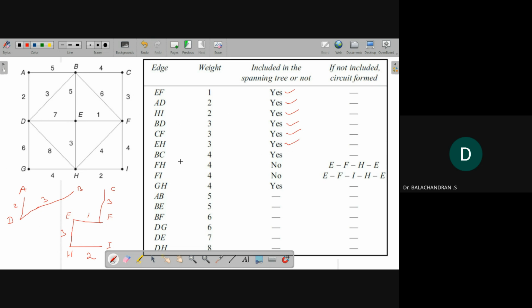Next, 4. BC. Yes, I can choose BC also. BC is what? Weight 4. How many ticks? 1, 2, 3, 4, 5, 6, 7. Okay. So totally 9 means I need one more edge.